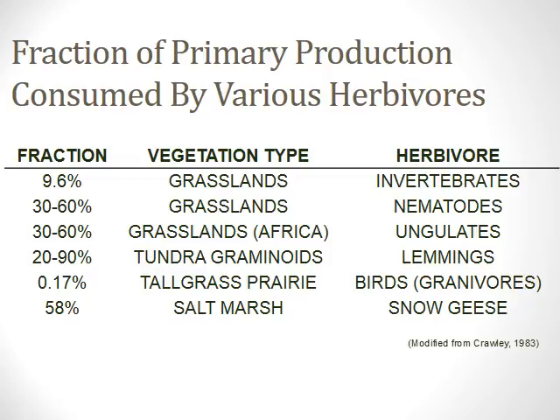And in the tundra, lemmings consume anywhere between 20 to 90%. Birds can consume 0.17% of tall grass prairies. These birds are predominantly granivores, eating the grain and seeds of these plants. And snow geese can consume up to 58% of salt marshes. So there are a lot of different types of herbivores, and they can have their own niche depending on the ecosystem, and so they can ultimately harvest the energy tied up in plants.